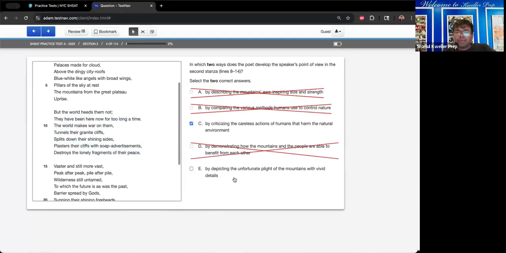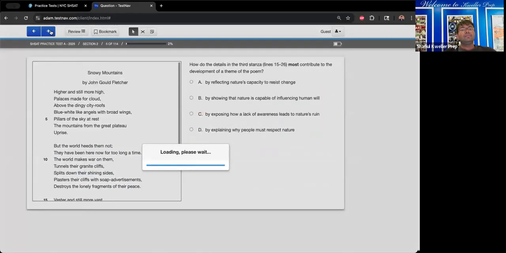By depicting the unfortunate plight of the mountains with vivid details. The unfortunate plight is a clear indication that something unfortunate is happening to the mountains. You don't even need to know what the word plight means. Unfortunate means that something bad is happening to the mountains. It's unfortunate how people are destroying it. Vivid details, yes, vivid details are talked about. These are the vivid details right here, these three examples of how the world is making war on them. So the answer should just be E. Okay, let's go to the next one.